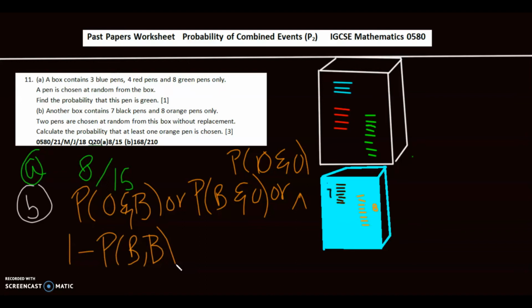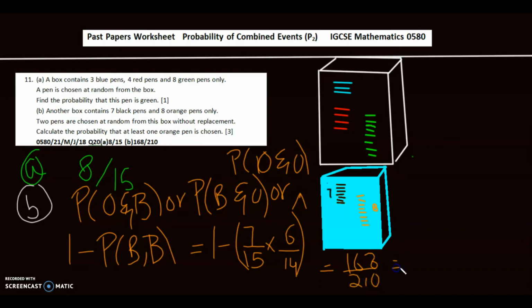That is not possible. So instead of doing all those three probabilities above, I will just do 1 minus the probability of getting the first black pen, that is 7 upon, how many pens do we have in total? We have around 15 pens, times, when we already have one black pen, one black pen goes outside, so now we're left with 6 black pens and a total of 14 pens. So this difference should give us the answer, which gives us 168 upon 210, or the simplified answer 4 upon 5.